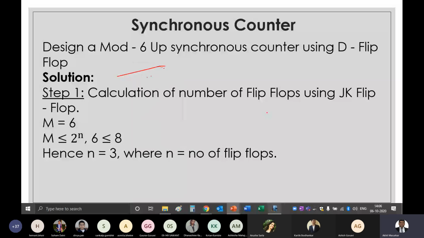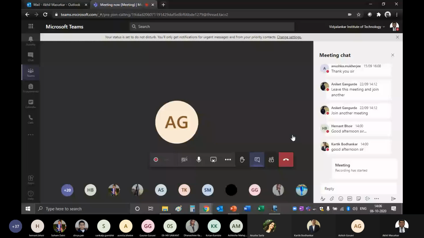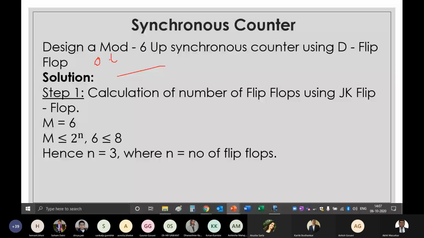Which are the states that it will count? Okay, it should count from 0 to 5. It should count up. The keywords are synchronous and using D flip-flop. So this we can put as D flip-flop.